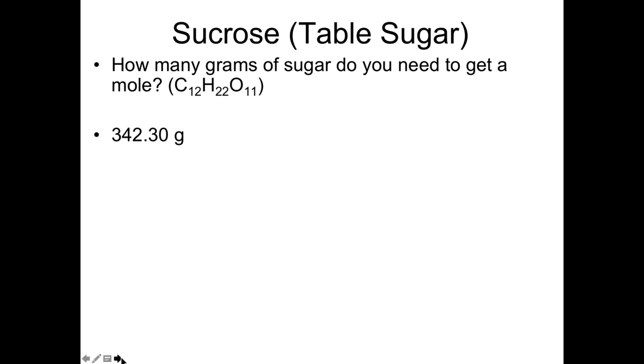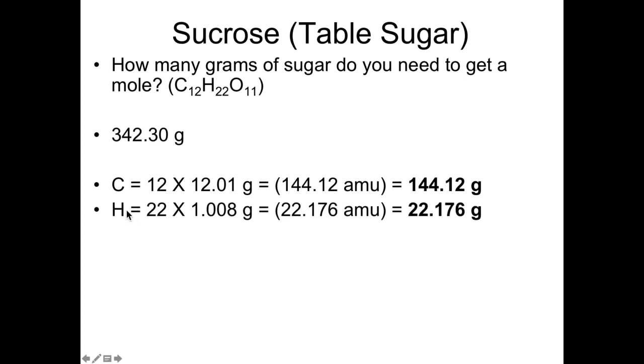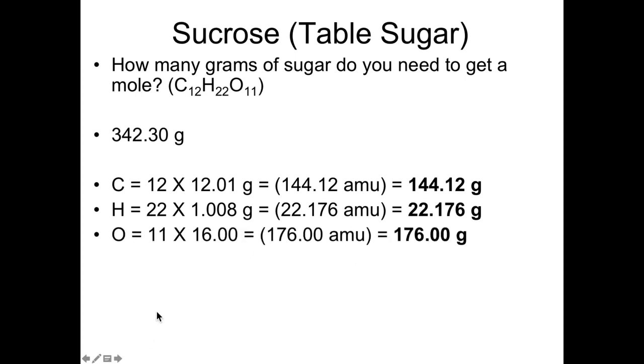If you got that, congratulations. You pretty much understand this concept. So here's how this works. There are 12 carbons in this, and the atomic mass is 12.01, so it'll be 144.12 grams. Hydrogen, we have 22 hydrogens. The atomic mass of hydrogen is 1.008, so it's going to be 22.176. And then oxygen, we have 11 times 16, which gets us 176 grams. We add all that together and have 342.30 grams as our total. That's how many grams per mole we need.